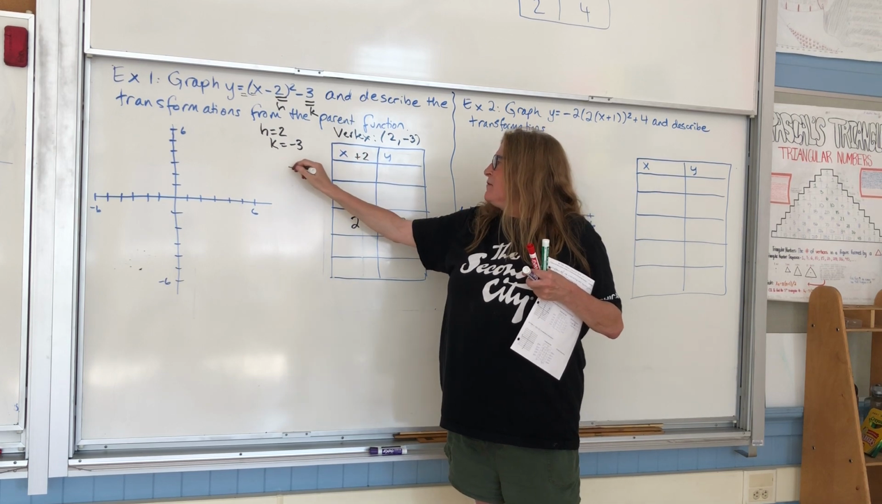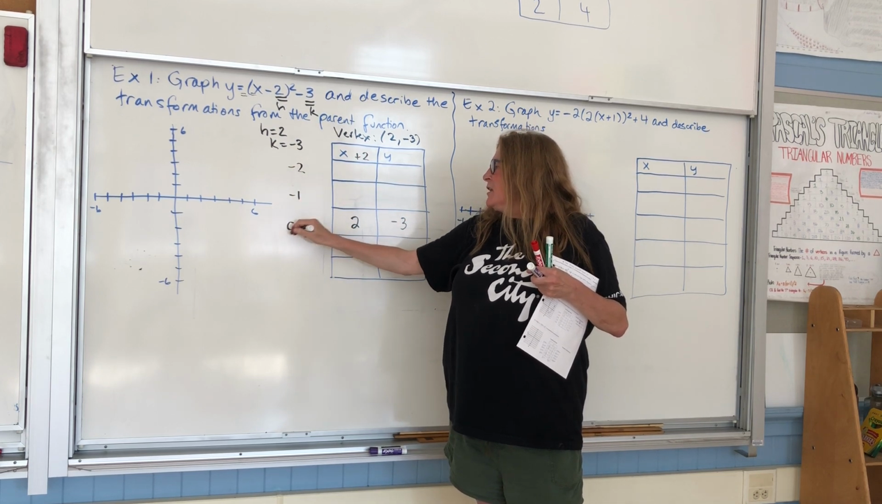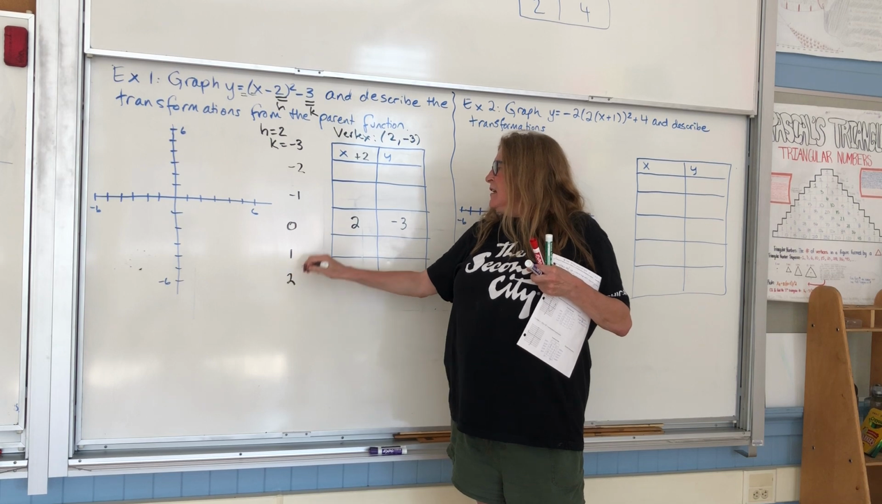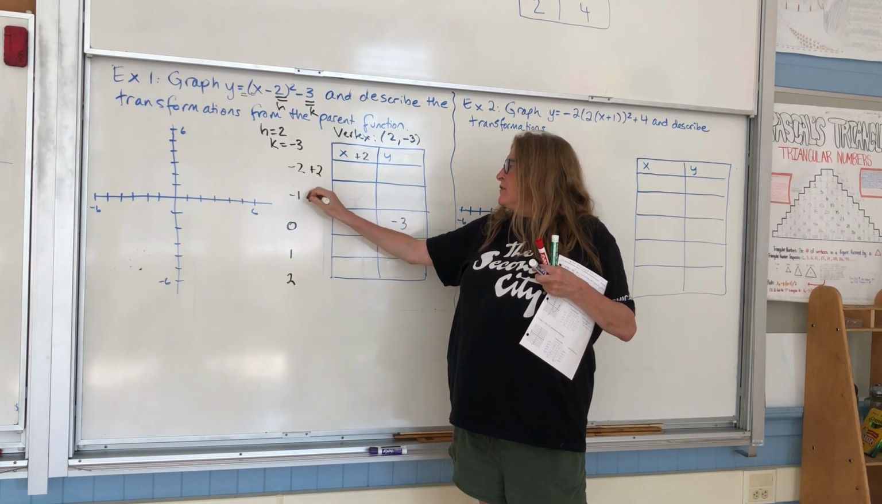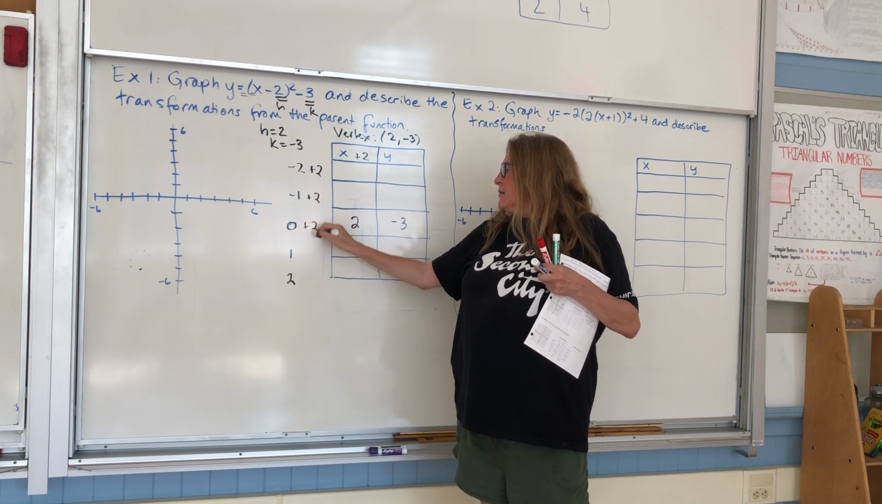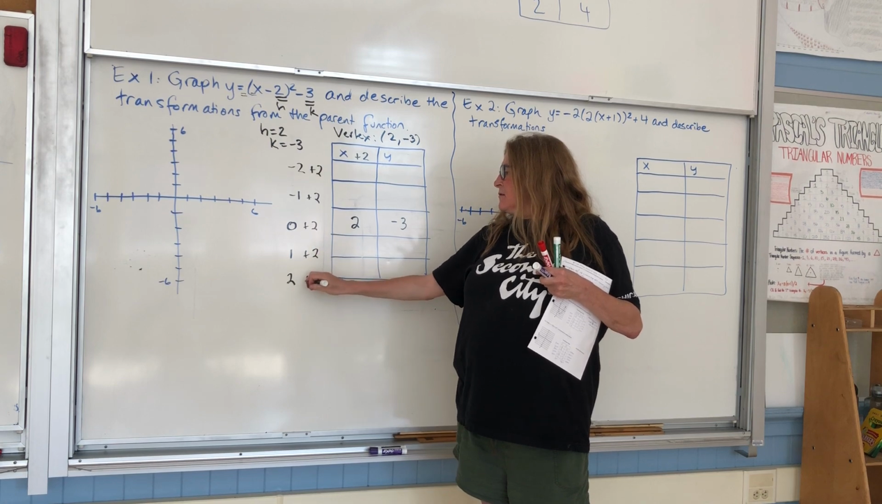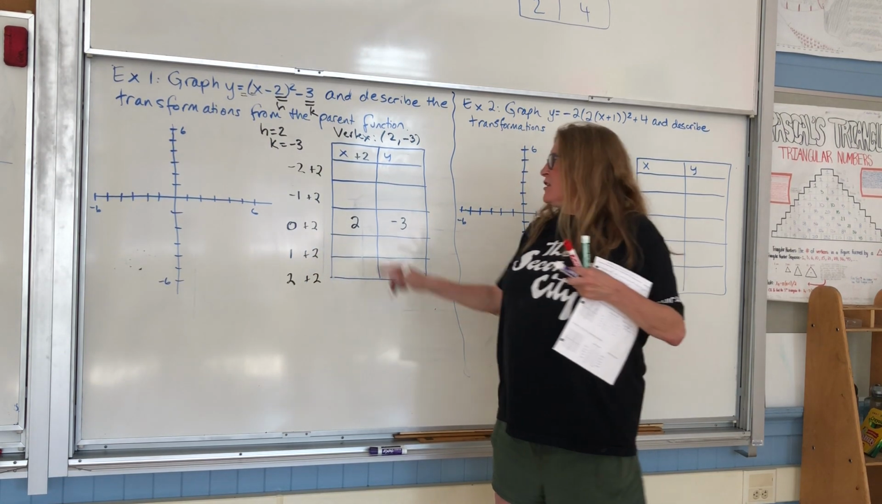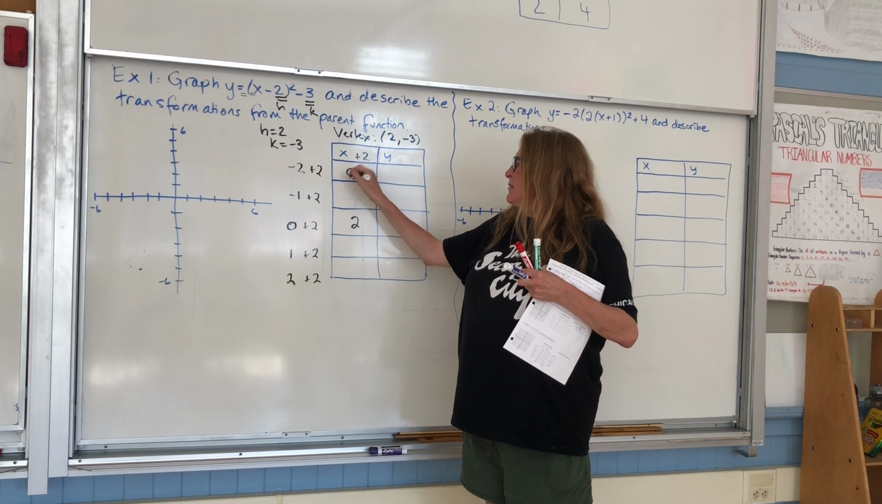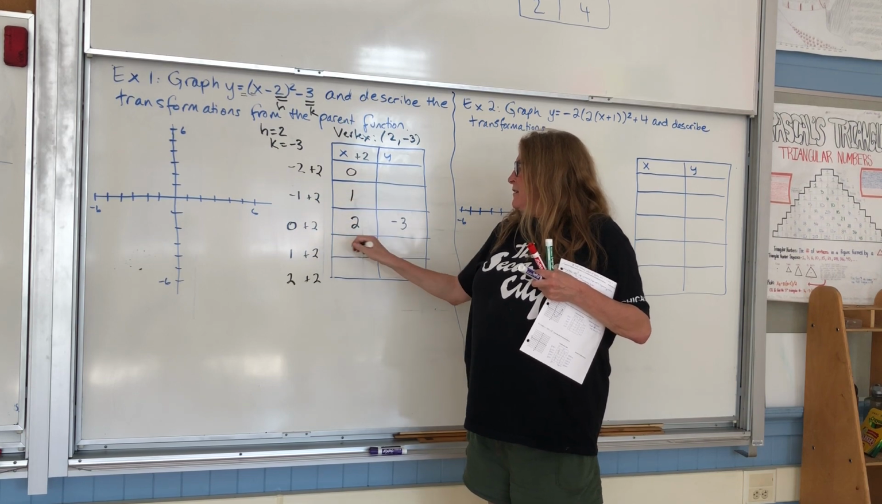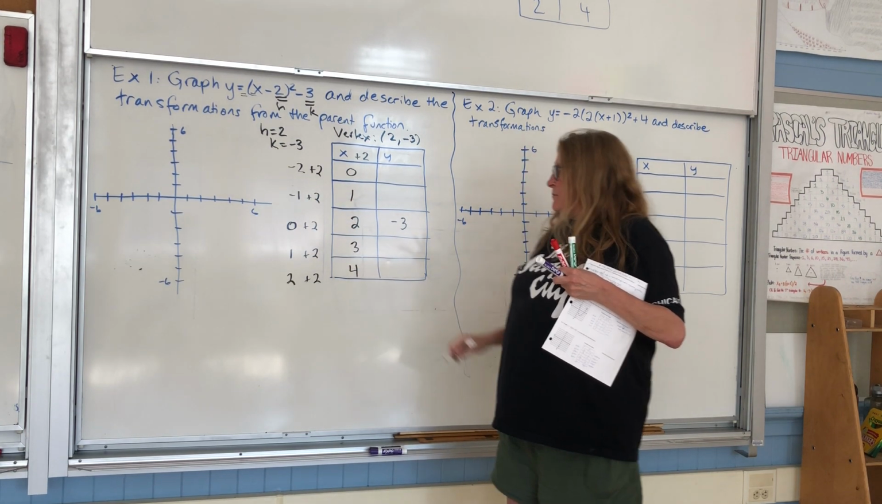So here are my parent values, -2, -1, 0, 1, and 2. So I'm just going to add 2 to each of these. Right, because that's what my h tells me. So -2 plus 2 is 0. That's 1, that's 3, and that's 4.